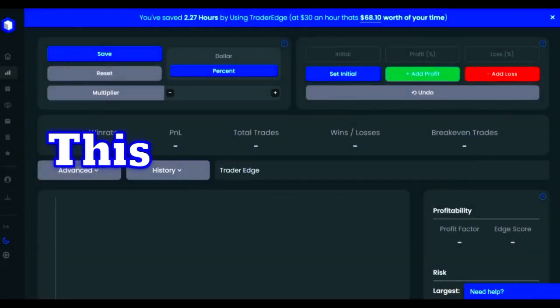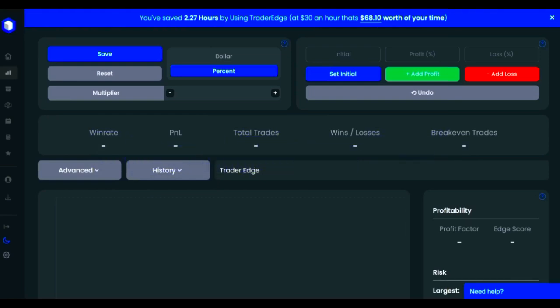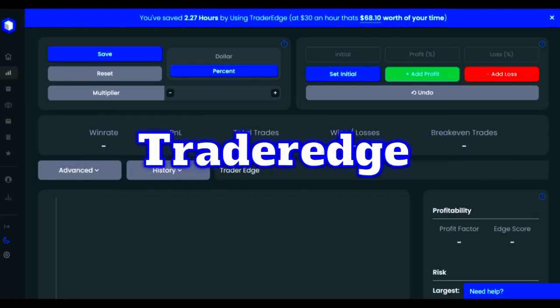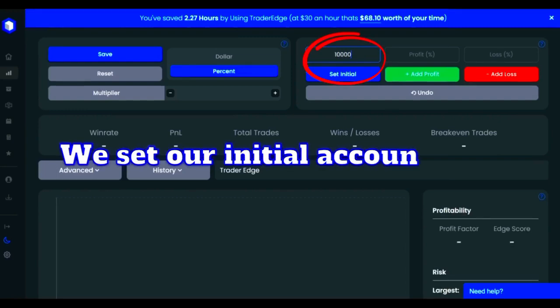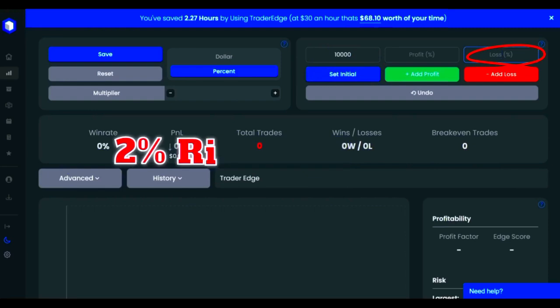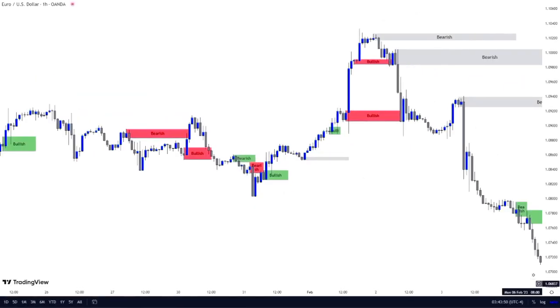We have backtested this trading setup 100 times on the EUR/USD pair in the 1-hour time frame. For the backtesting, we use Trader Edge software, which allows us to save so much time while backtesting our strategies. We set our initial account size at $10,000 with 2% risk, targeting 4% profits. Now let me show you the results we have got.